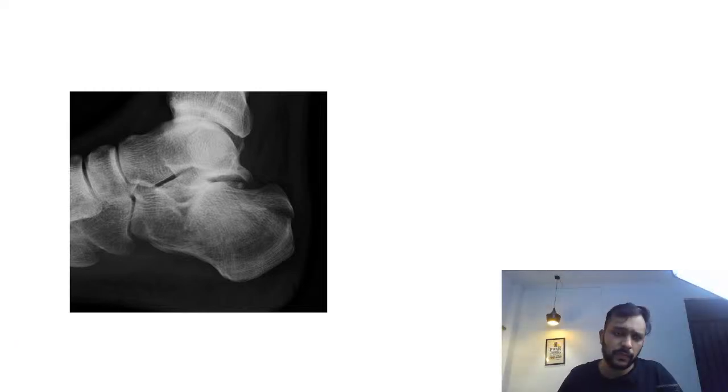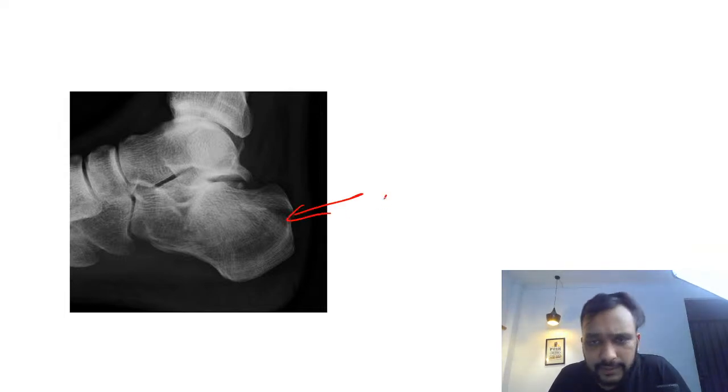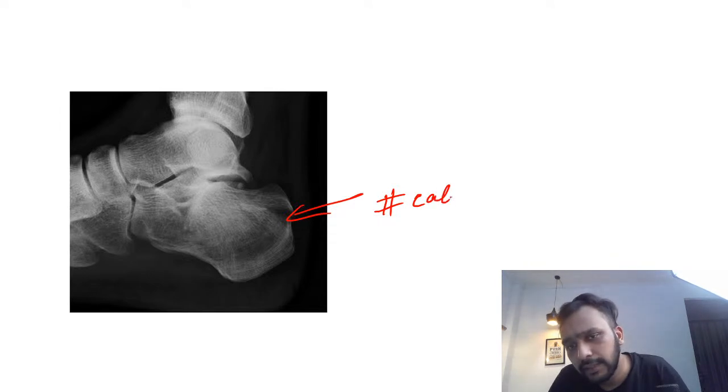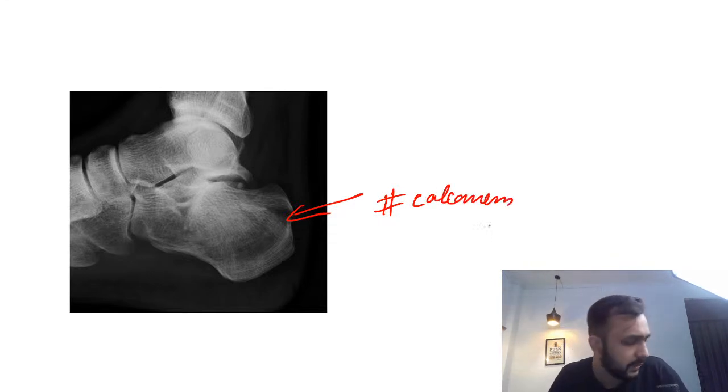Okay. So guys, let us discuss one more x-ray. Anyone, what are your observations for this x-ray? So guys, in this x-ray we can see that there is a fracture involving the calcaneum. Okay, fracture involving the calcaneum.